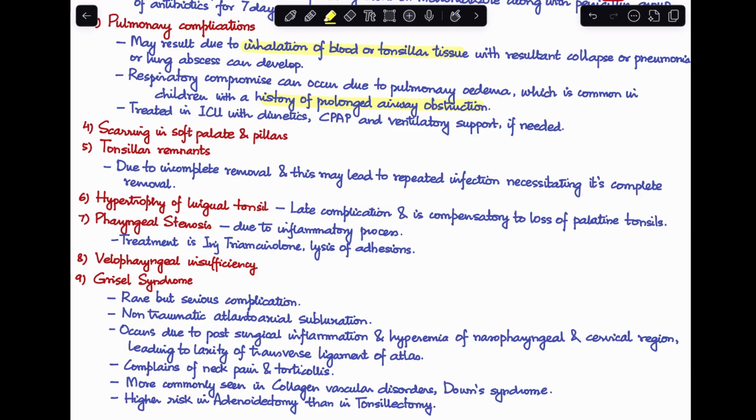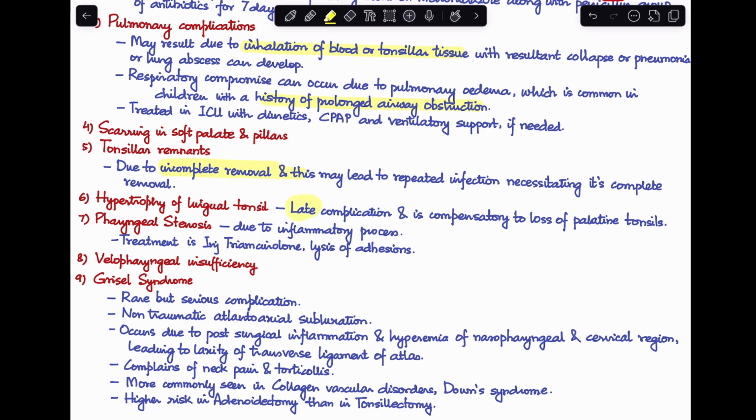Next, we can have tonsillar remnants. Why do tonsillar remnants remain? This can be due to incomplete removal during the time of surgery, and this may lead to repeated infections, necessitating its complete removal during another second stage procedure. Sixth complication is a hypertrophy of the lingual tonsil.